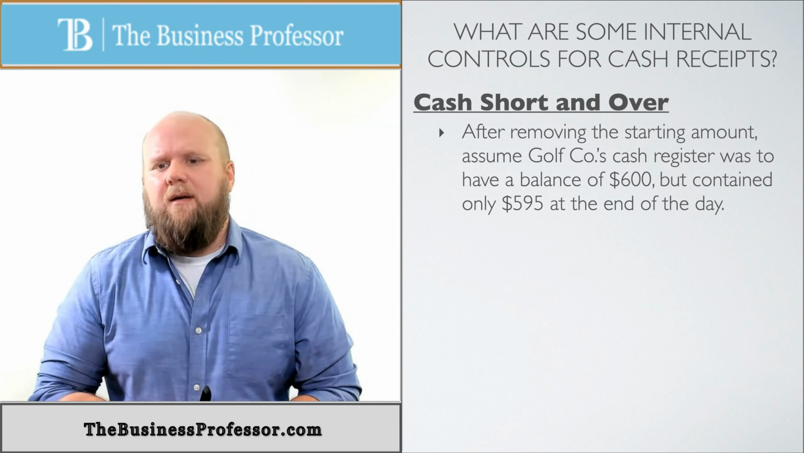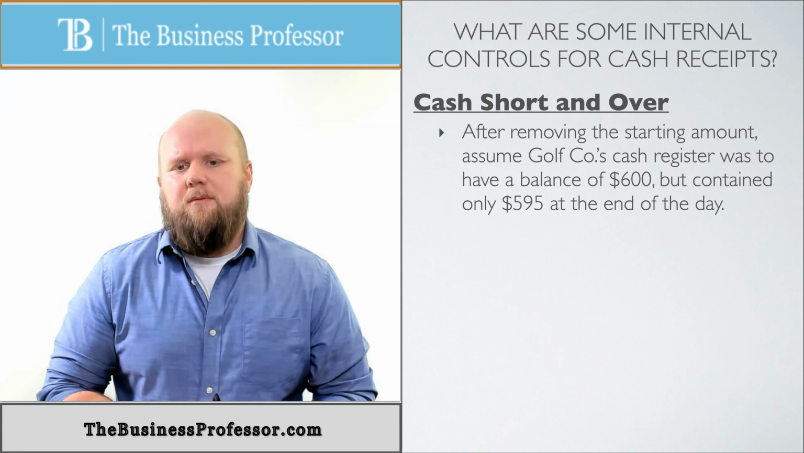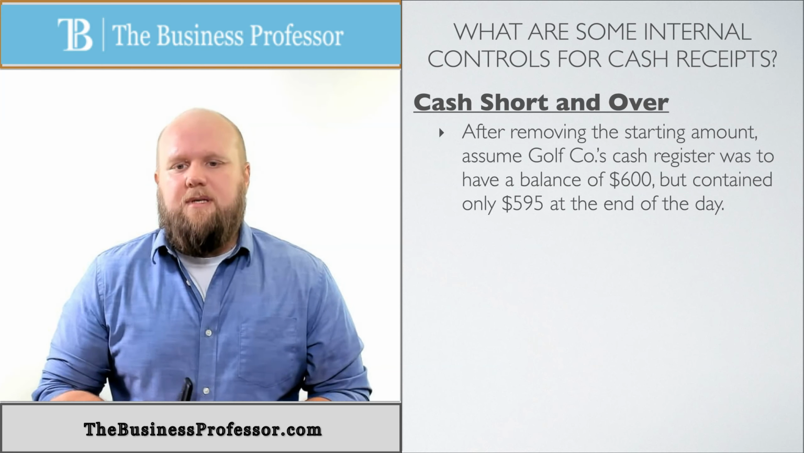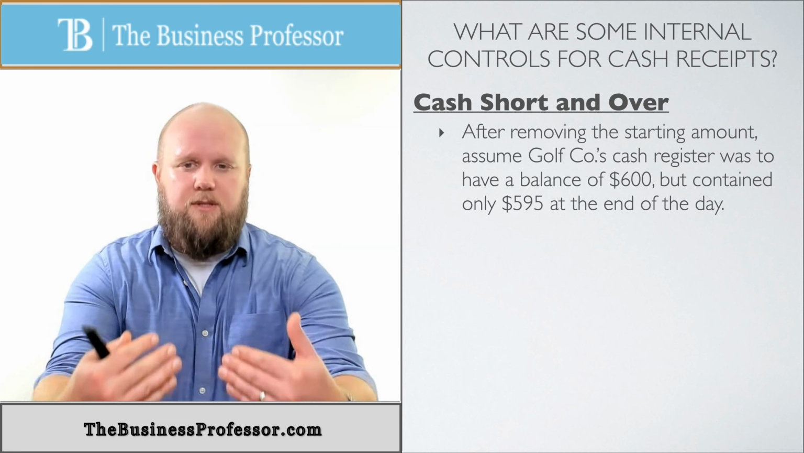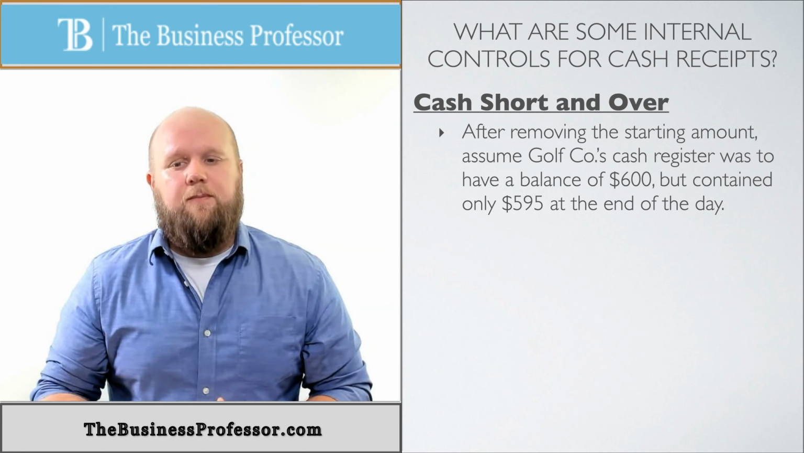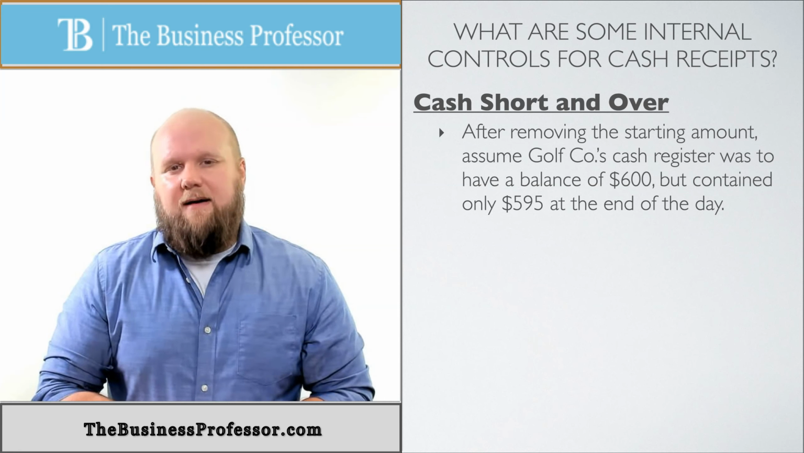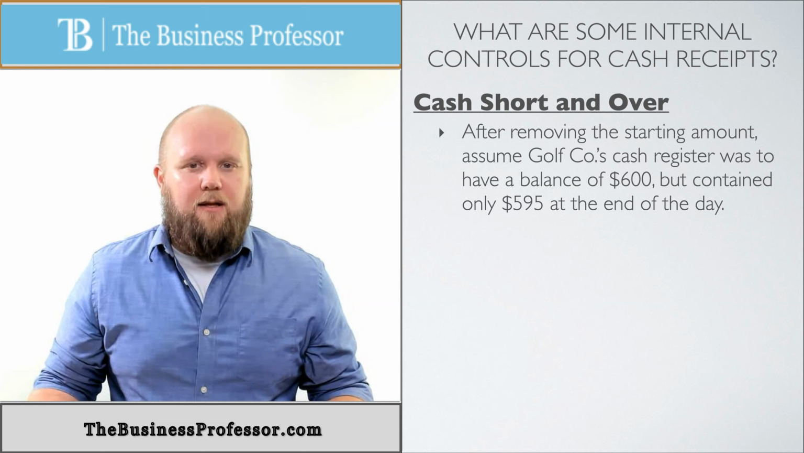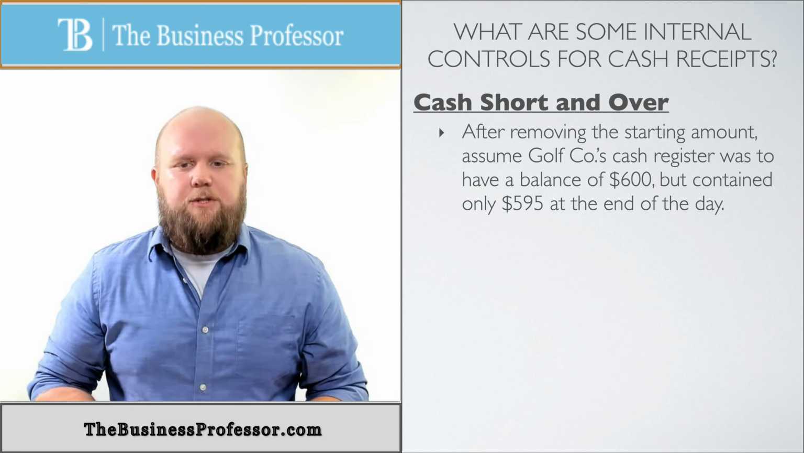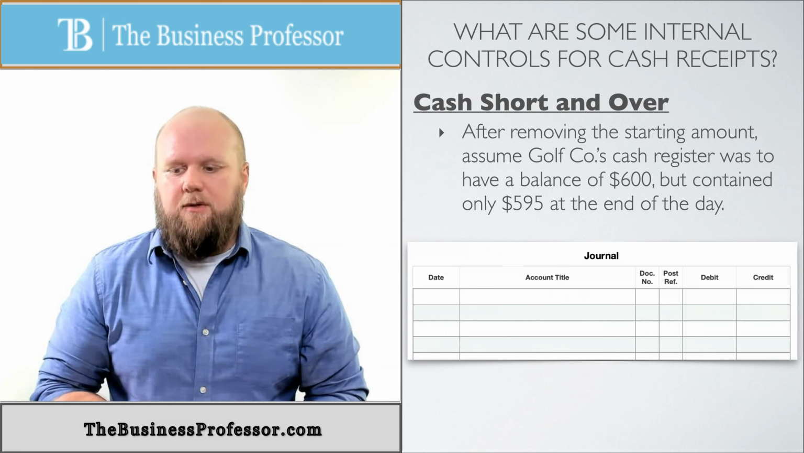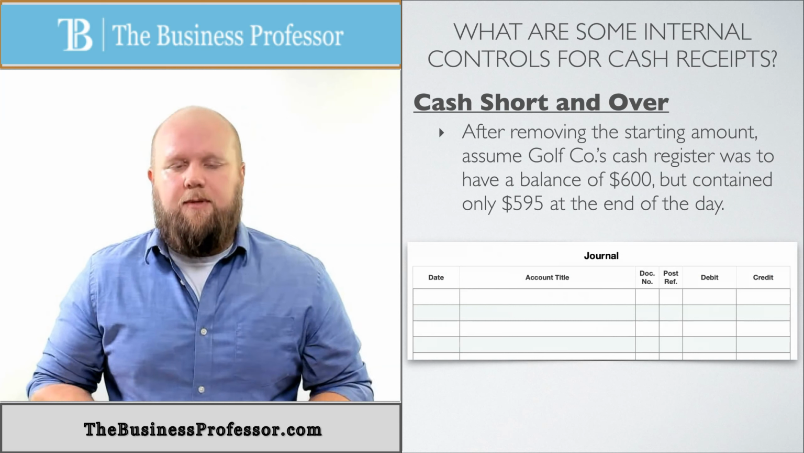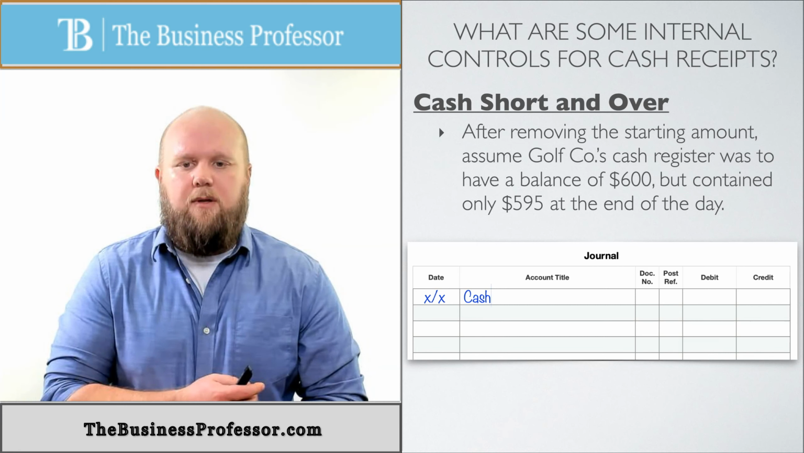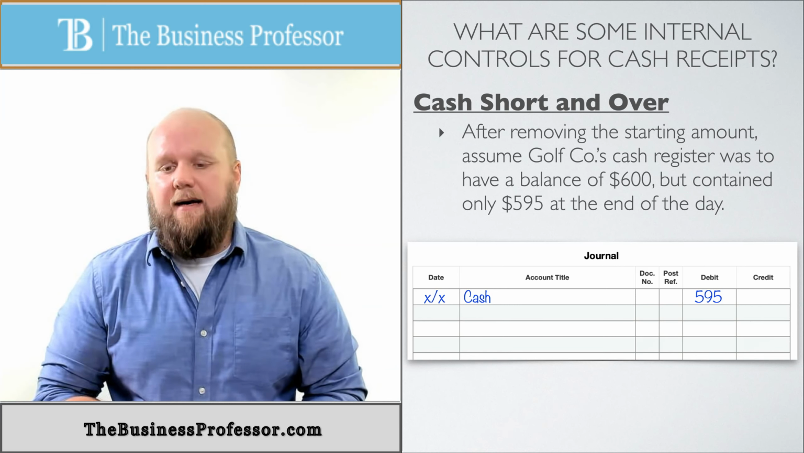So after removing the starting amount, assume Golf Company's cash register was to have a balance of $600. We sold $600 worth of stuff. That's our revenue. But it only contained $595 at the end of the day. That's our cash. So we're short $5. Okay, how would we journalize this? Well, first and foremost, we have cash. It goes up. So we're going to start with that, debit cash. And we're going to debit the cash for the amount that we actually have, which is $595.